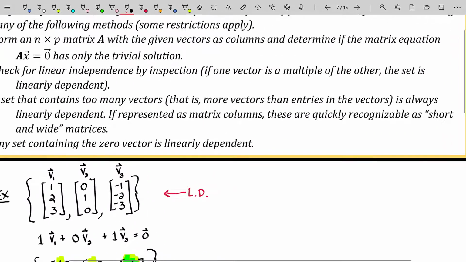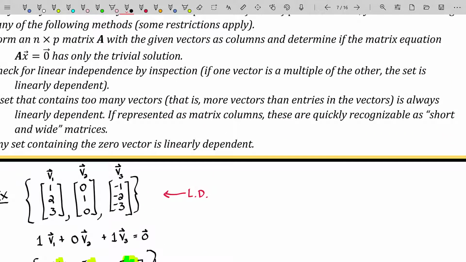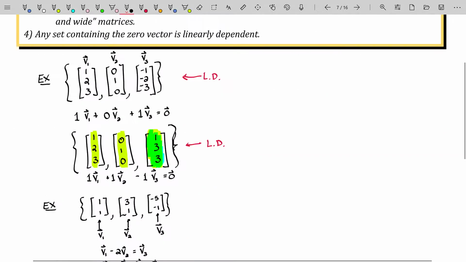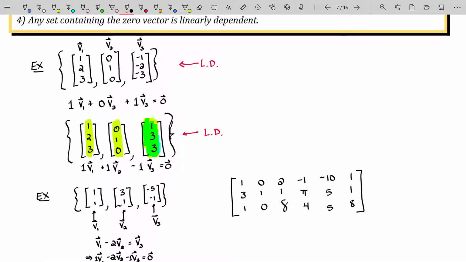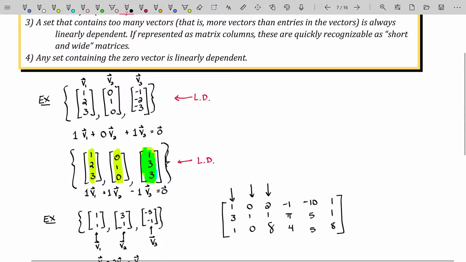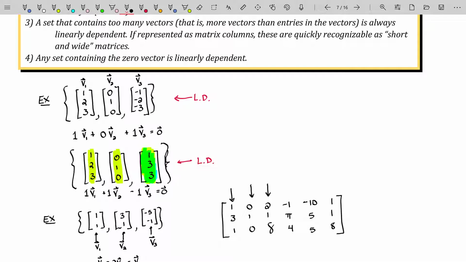And a little note on this: if represented as matrix columns, these are quickly recognizable as short and wide matrices. So something like this. That is a short and wide matrix. Every vector only has 3 entries, and yet I have 6 vectors. So I can guarantee the columns of that matrix are linearly dependent. Just letting you know that you can't actually use that yet because we have not proven it, but that is a result we will arrive at via a proof. And once we do, you're more than welcome to use it.